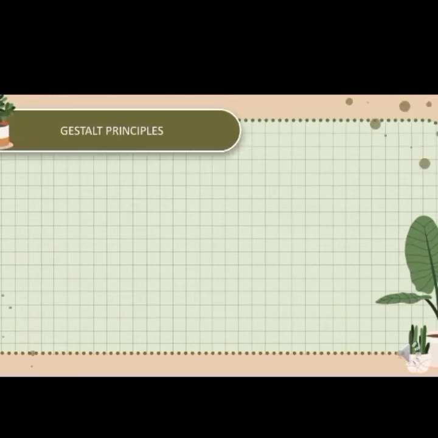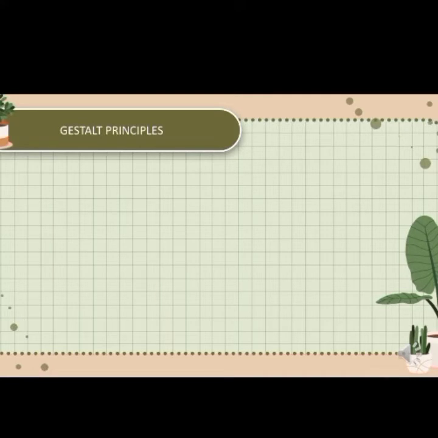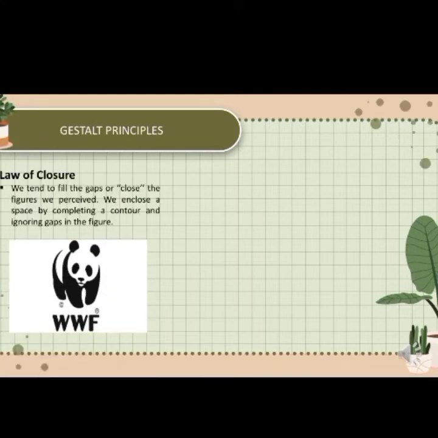The third principle of Gestalt theory is law of closure. We tend to fill the gaps or close the figures we perceive. We enclose a space by completing a contour and ignoring gaps in the figure. Example below. The principle of closure is illustrated in the World Wildlife Fund Panda logo. The brain completes the white shapes even though they are not well defined.